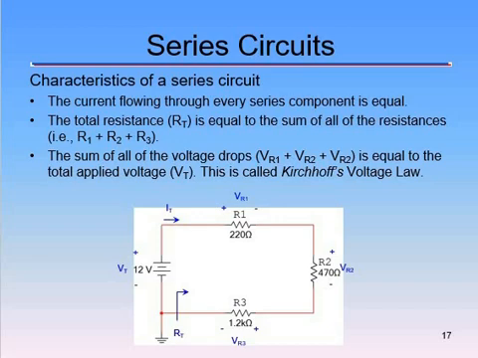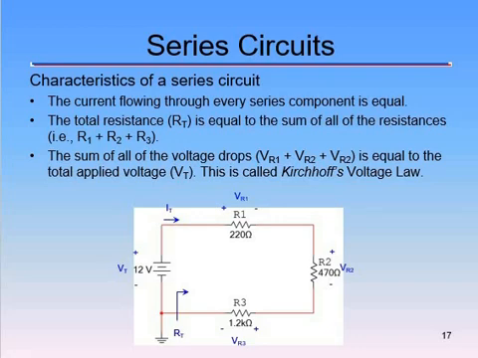The total resistance in a series circuit only. Some people get this confused. The total resistance in a series circuit only is we add up all the resistors. So we take R1 plus R2 plus R3 and we get the total resistance. That only works for series circuits. Please write that in your notes because it's completely different for parallel circuits.